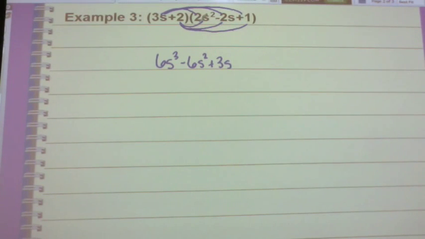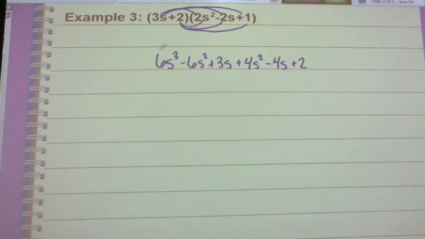2 times 2s squared. Well, 2 times 2 is positive 4, and then s squared. 2 times negative 2s is negative 4s, and positive 2 times positive 1 is positive 2.